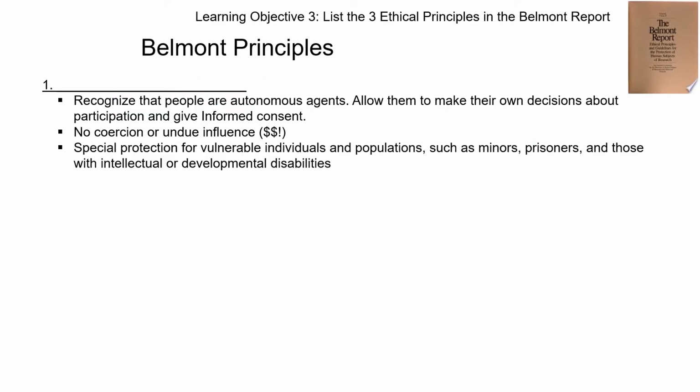So the first one, as I said, is respect for persons. And that is to recognize that people are autonomous agents and allow them to make their own decisions about participation and give informed consent. That is a big word right here that we're going to adhere to for ethics. Informed consent. People cannot be participants in research without informed consent.